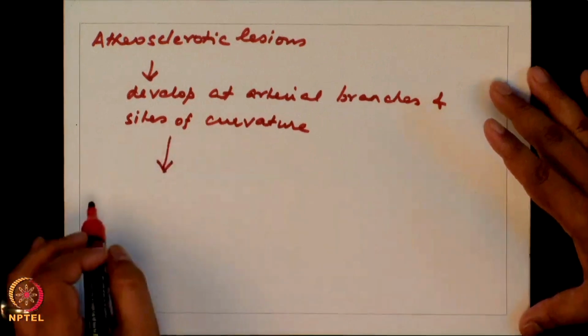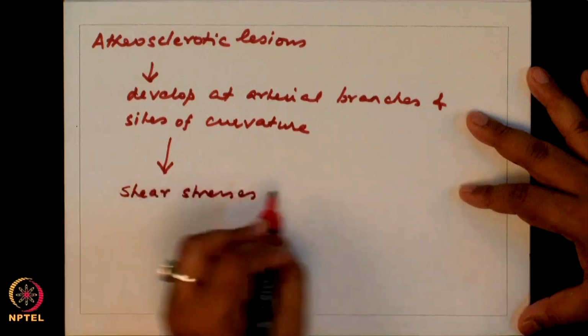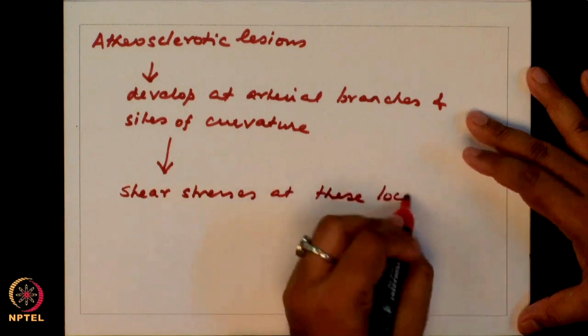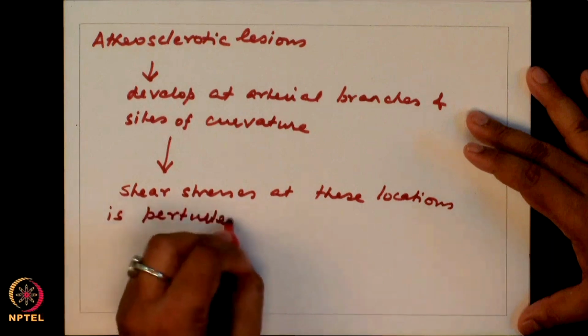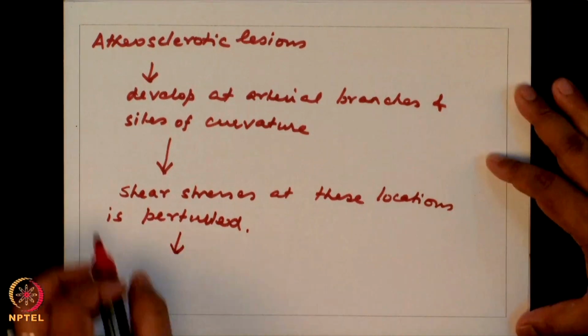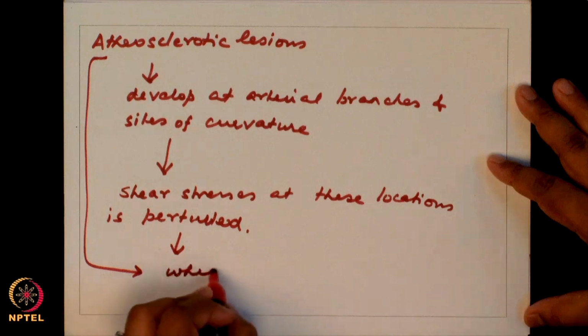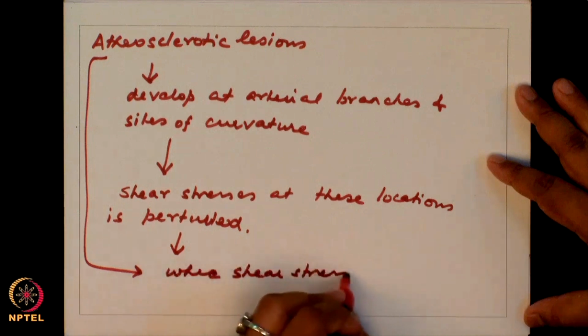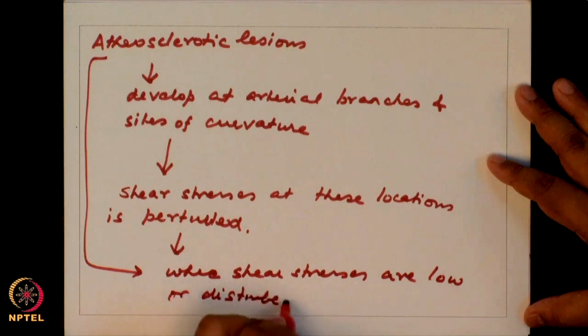With the help of fluid mechanics, it has been demonstrated that the type of shear stresses at these locations is perturbed. When I say perturbed, what we have found is that these lesions are formed at locations where shear stresses are low or disturbed, suggesting that the flow profile itself has a role to play in this.